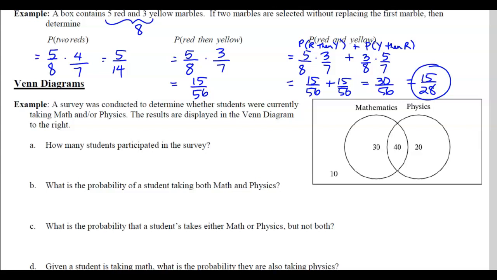So it says in this one, a survey was conducted to determine whether students were currently taking math and or physics. The results are displayed in the Venn diagram. So these are numbers of students. How many students participated in the survey? Just take a look and make sure there's something listed in each part. If something wasn't, then you would assume that it was 0, because it looks like this is the final Venn diagram. So add them up. 10 plus 30 is 40, plus 40 is 80, plus 20 is 100.